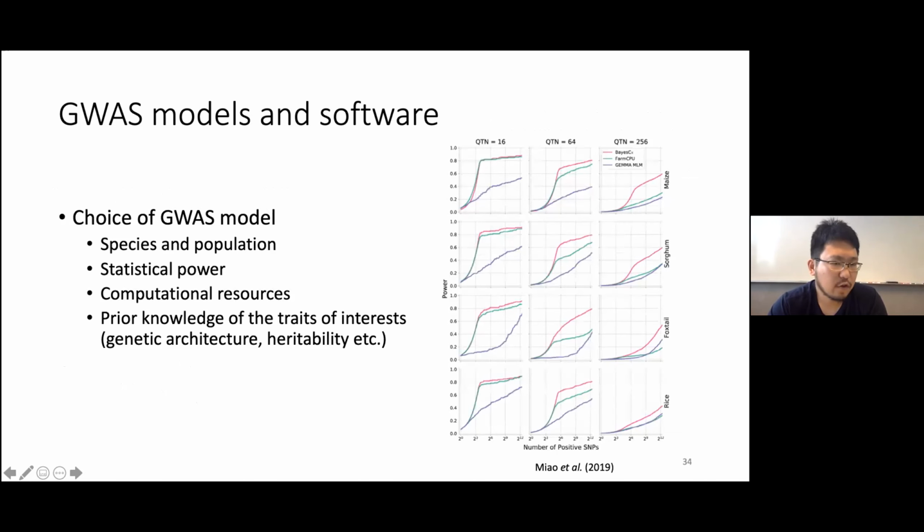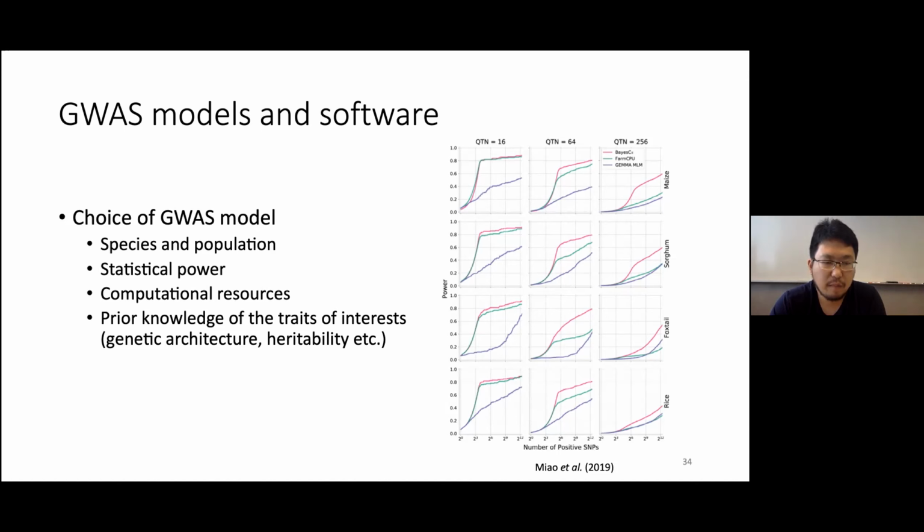So the next thing is the choice of GWAS models. So we've been talking about this mixed linear model framework and the improvements based on this framework. And there are also alternative frameworks like the Bayesian method. So when you consider which method to use, you should consider the species you are working with and the population you have, and the ideal statistical power and what kind of computational resources you have.